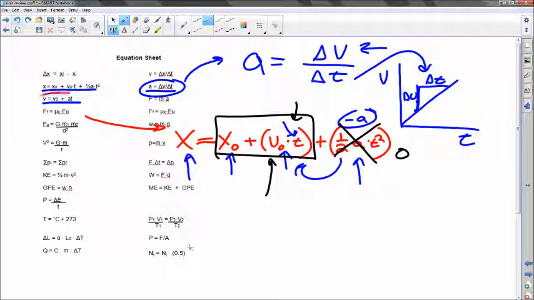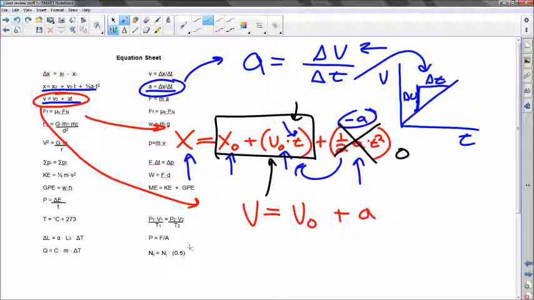The final equation we're going to talk about is this one right here. This is the velocity equation. It says if I want to know how fast an object is going at any point in time, I need to know the starting velocity, so how fast it was going when the clock started. I need to know how fast it accelerated, how much it sped up or slowed down, and I need to know how long it actually did that speeding up or slowing down.